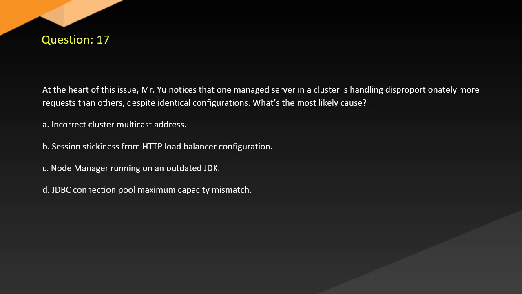Question 17. At the heart of this issue, you notice that one managed server in a cluster is handling disproportionately more requests than others despite identical configurations. What's the most likely cause? A. Incorrect cluster multicast address. B. Session stickiness in the HTTP load balancer configuration. C. Node Manager running on an outdated JDK. D. JDBC connection pool maximum capacity mismatch.